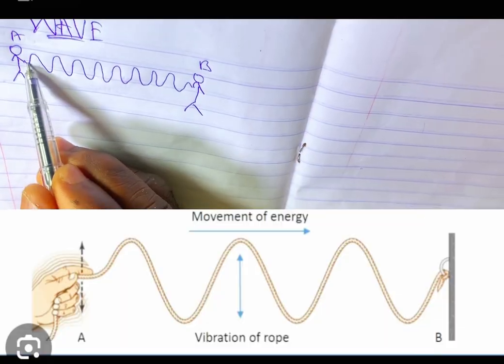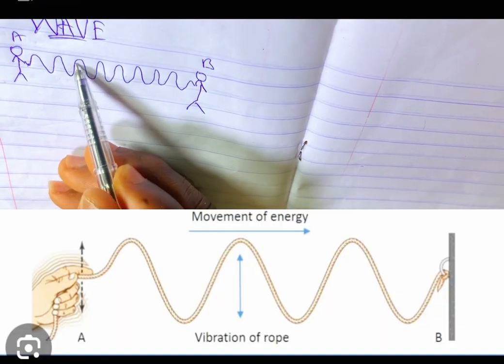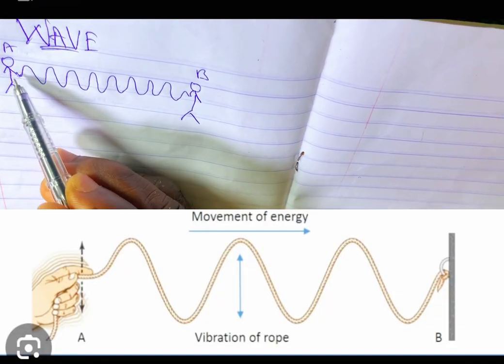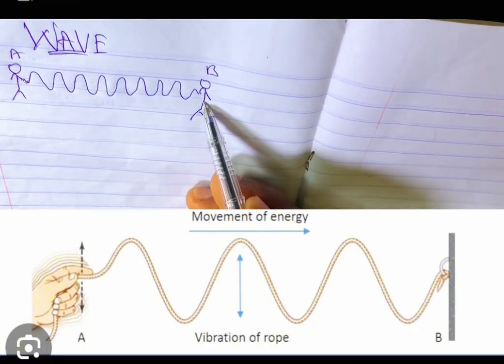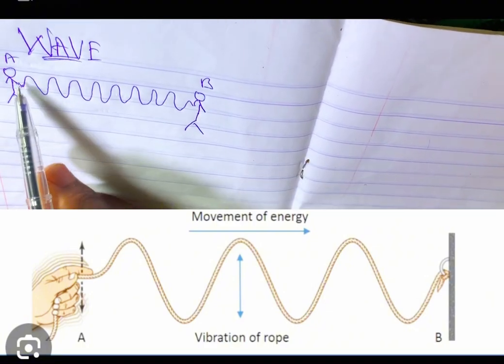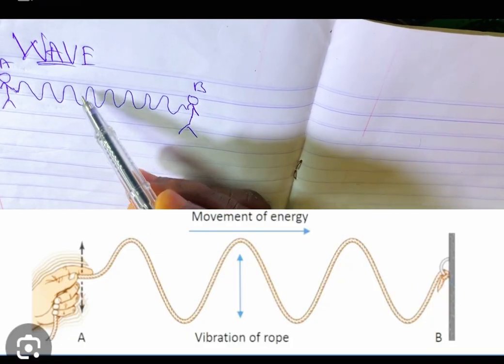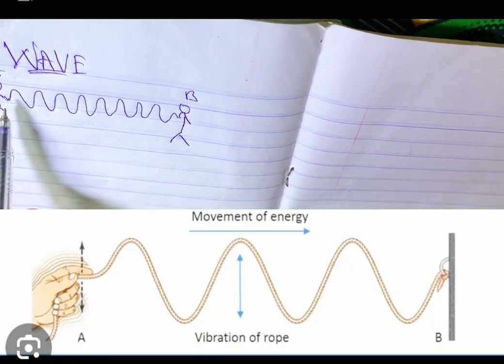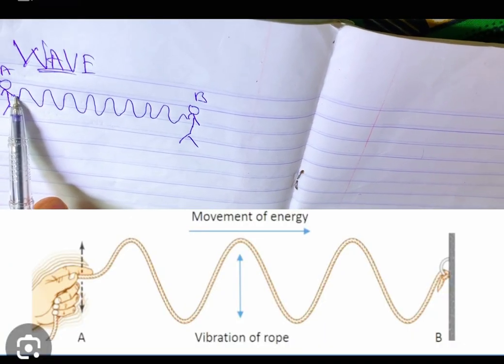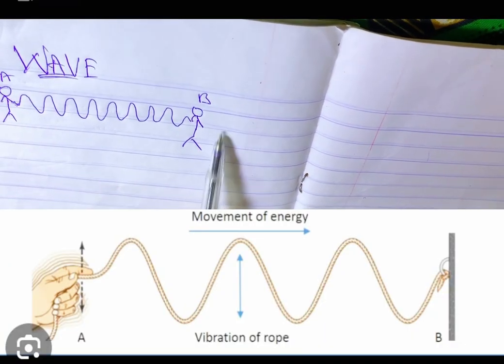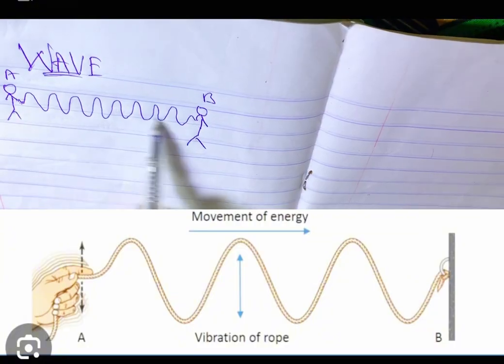You will observe that there will be some movement, a rhythmic movement that is passed on from the guy A to the other guy B. Now that movement causes a disturbance. In other words, it causes kinetic energy that is being moved or propagated from here to here. In this case, we say this is wave.